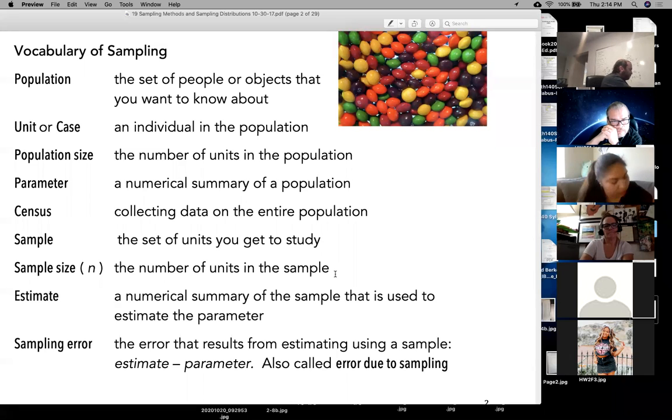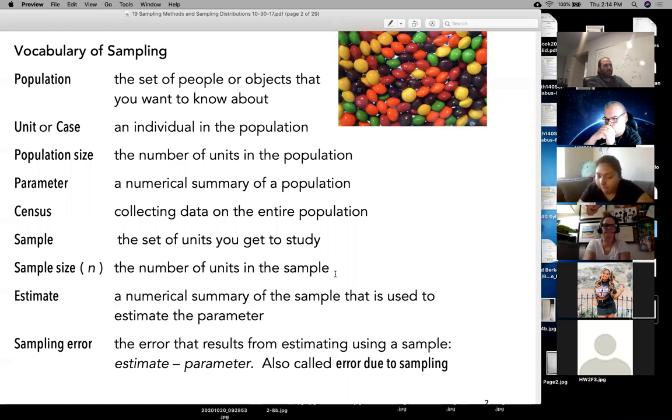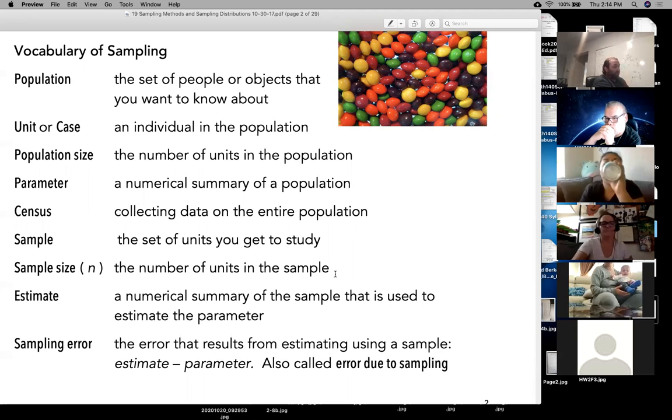What are some examples? What are examples of what again? Sorry. What are some examples of parameters, numerical summaries of populations? Sample, unit of case? No, I'm talking about a parameter is a numerical summary of a population. So what are some things that we've already done this semester that would constitute numerical summaries of a population?